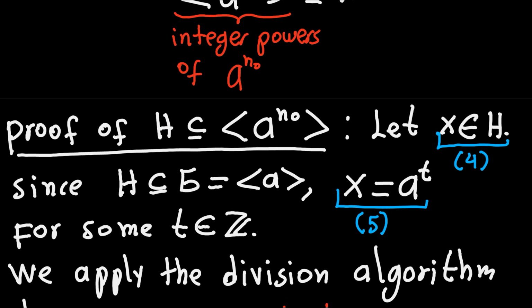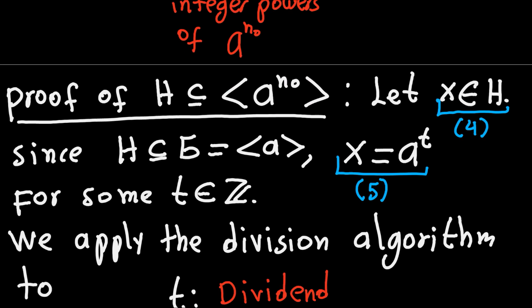So let's call that element X, for example. So let's take an X in H. The goal here would be to prove that X is here. So we will end up proving that X is a power of A to the n naught. So let's assume that X is in H.